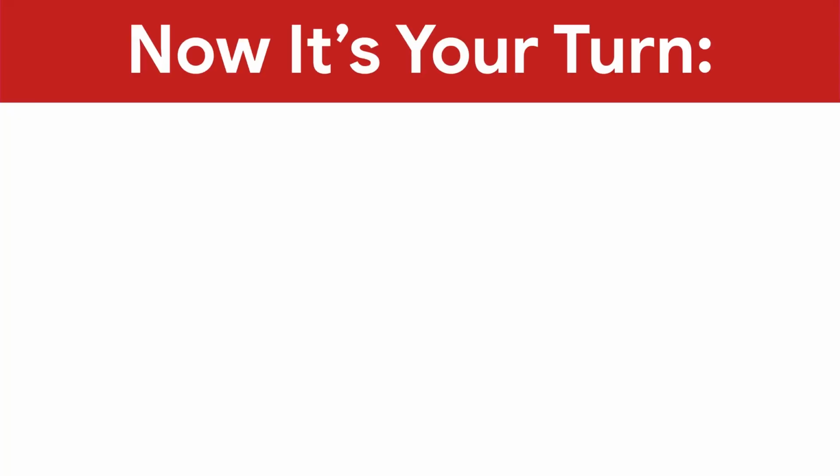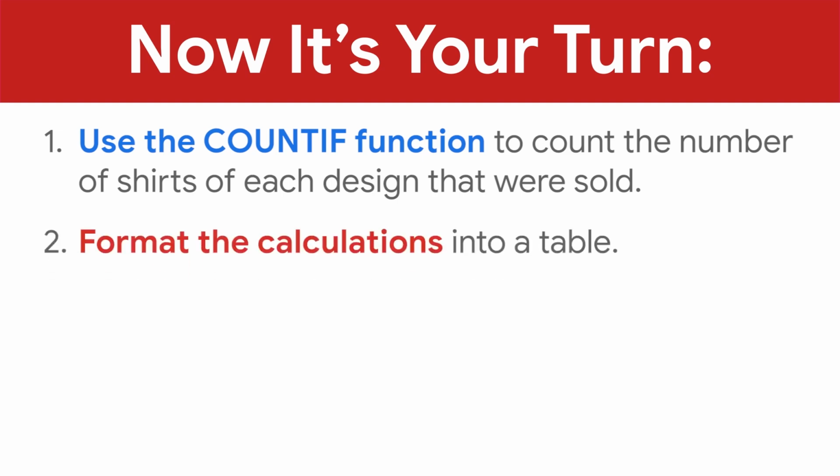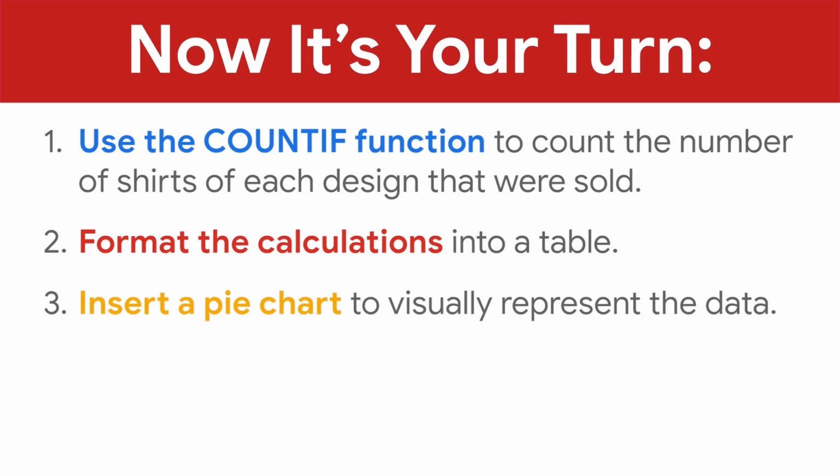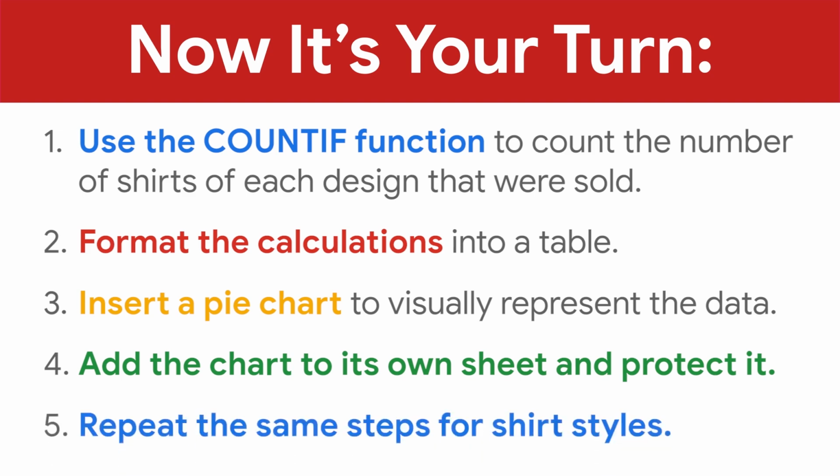Now, it's your turn. Use the COUNTIF function to count the number of shirts of each design that were sold. Format the calculations into a table, insert a pie chart to visually represent the data, add the chart to its own sheet and protect it, and repeat the same steps for shirt styles.